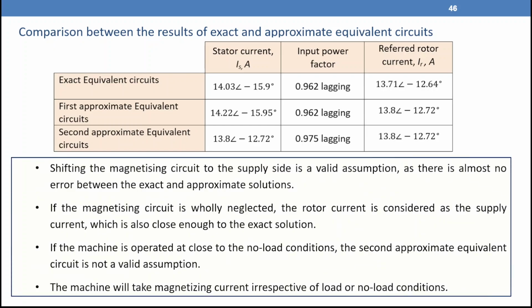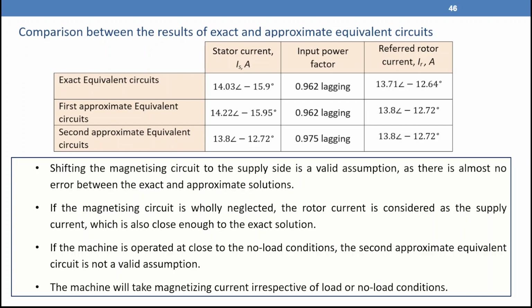Shifting the magnetizing circuit to the supply side is a valid assumption. We accepted minimum error here, but that is when the machine is loaded, right? So that is accepted, and it saves us a lot of manual calculation. If the magnetizing circuit is totally neglected, the rotor current is considered as the supply current. We can consider that an accepted solution as well if the machine is loaded.